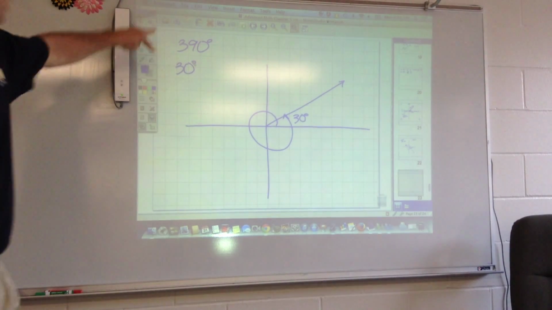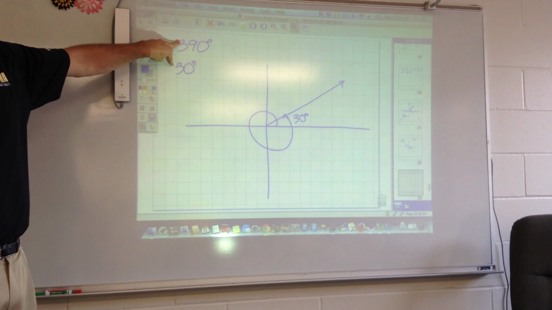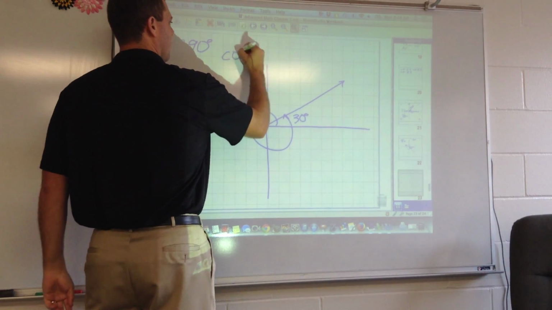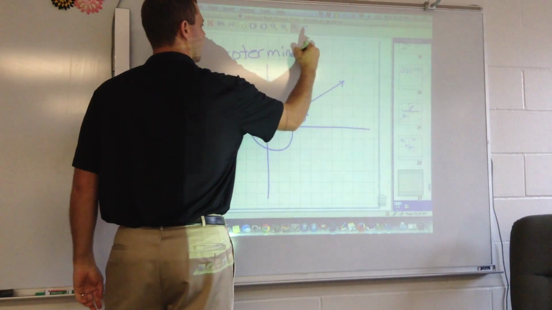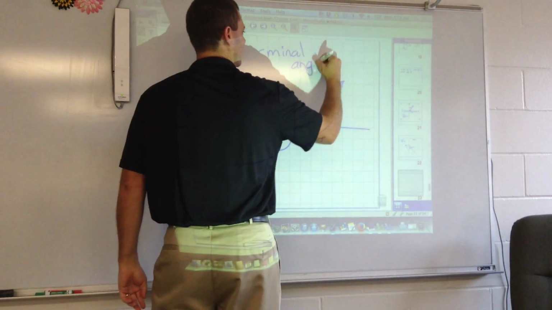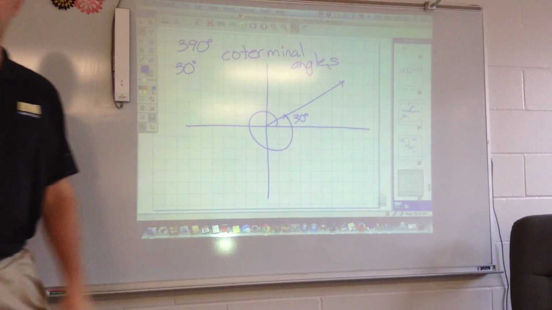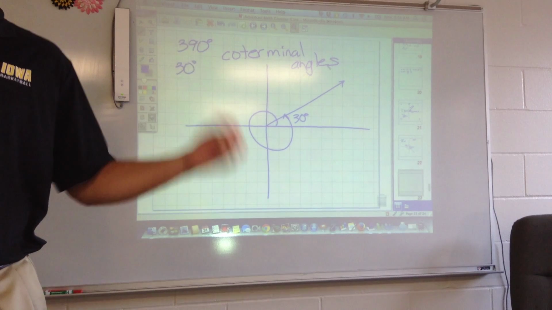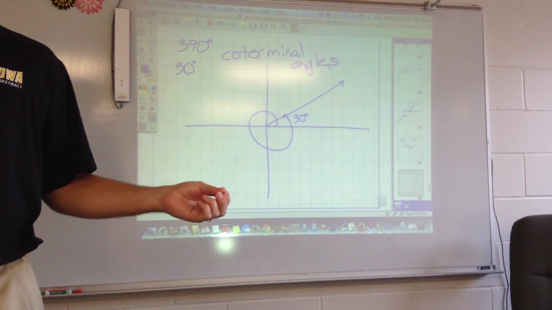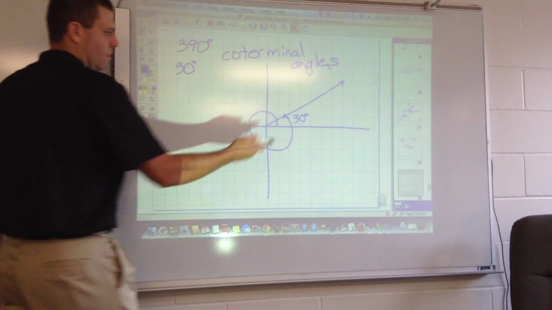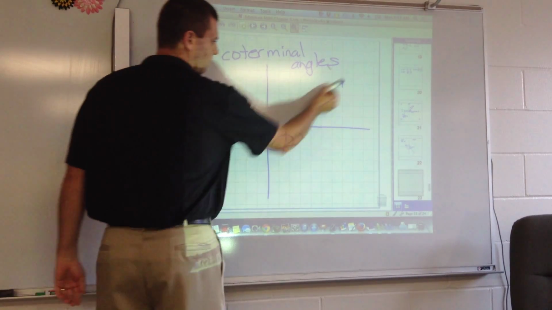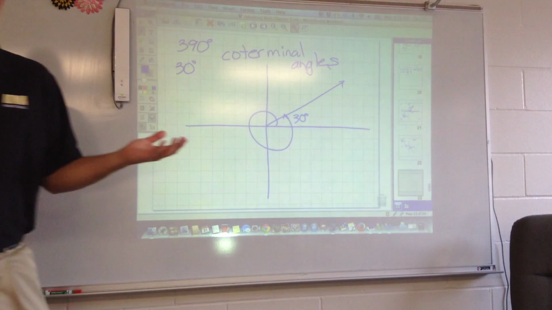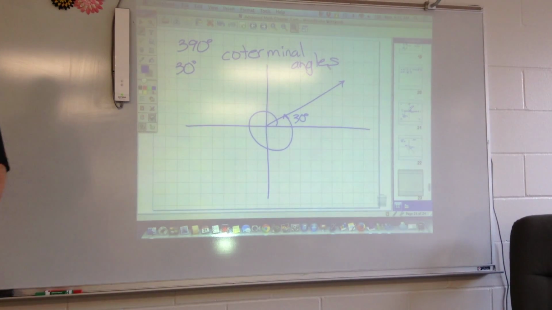Yeah. These two angles here are called coterminal angles. Coterminal angles, which basically means their terminal side is in the exact same spot. The terminal side of a 30 degree angle is right here. The terminal side of a 390 degree angle is also right there. They're in the same spot. They create the exact same angle.